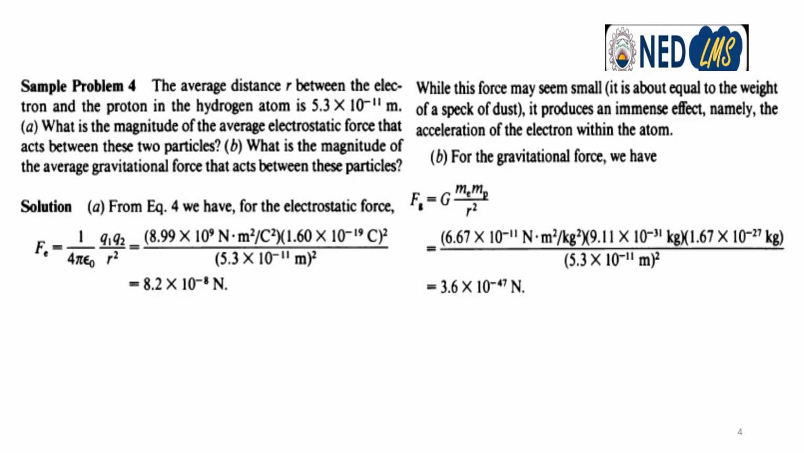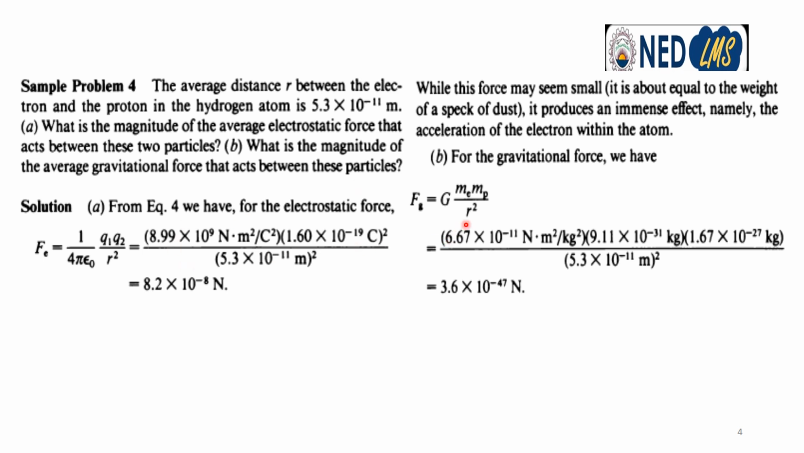This is another sample problem. Sample problem number 4: the average distance r between the electron and proton in the hydrogen atom is 5.3 exponent minus 11 meter. What is the magnitude of the average electrostatic force that acts between these two particles? And part B is, what is the magnitude of the average gravitational force that acts between these particles? Means you have to find two different forces, Coulomb's force as well as the gravitational force.